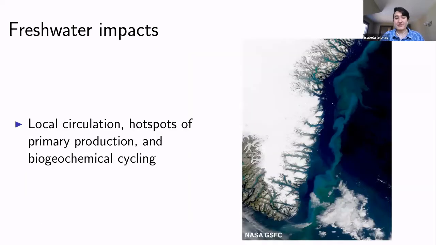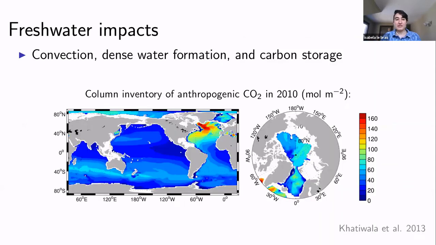The first of these impacts is on the local circulation. Here I'm showing, again, a satellite image where you can see a chlorophyll bloom that occurs right at the edge of cold, fresh Arctic waters and warm, salty Atlantic waters. So these fresh waters have an impact on primary production and biogeochemical cycling on a local scale. Now, if this fresh water spreads into the interior, it can have an impact on dense water formation through convection, as well as carbon storage.